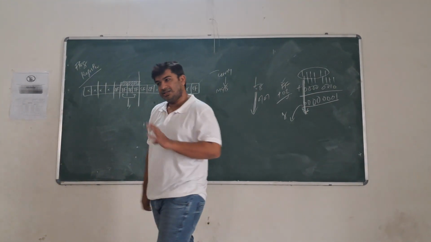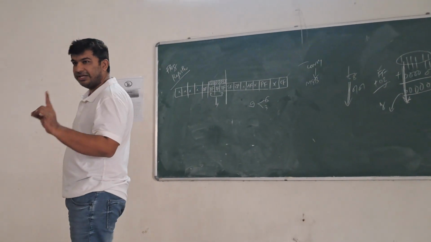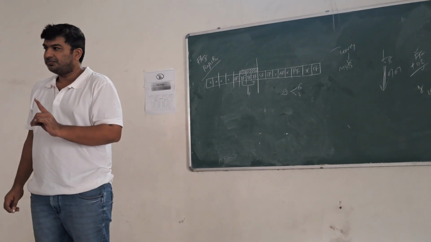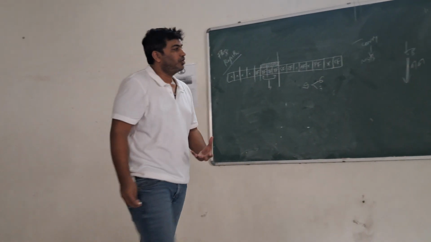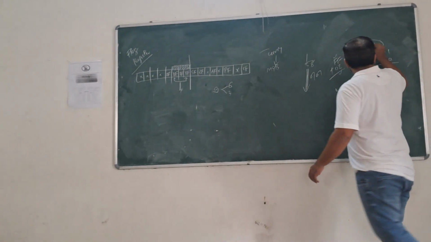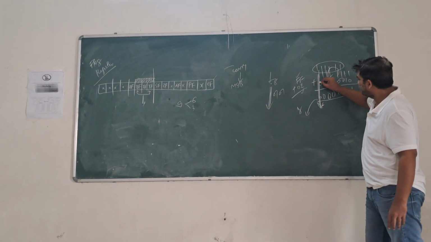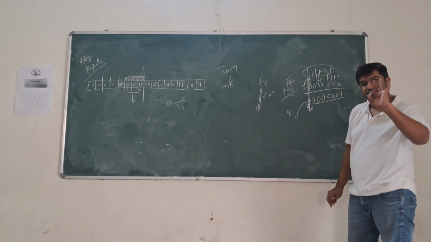And that's why your carry flag will get set. Clear? If there are examples where you have a carry from this to this location, but you don't have a carry from this to this location, the carry flag will remain 0.